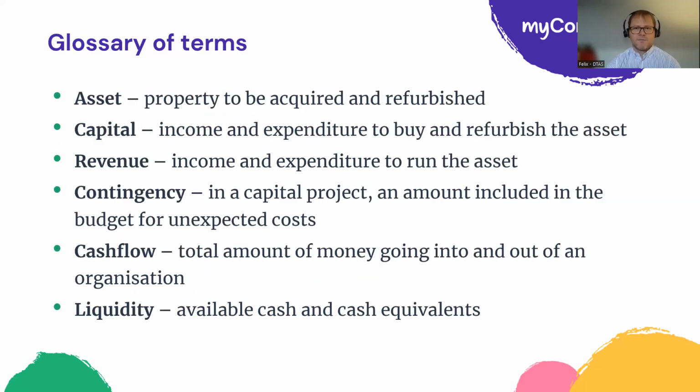Just a few terms before we get started. There's a lot of jargon about, so just to clarify: when we're talking about an asset, we're looking at property to be acquired and refurbished. When we're talking about capital, that's income and expenditure to buy the asset, or to refurbish the asset. That's what you need to do that. Revenue is the income and expenditure that you would need to run that asset.